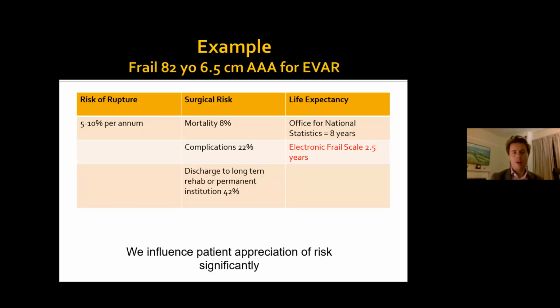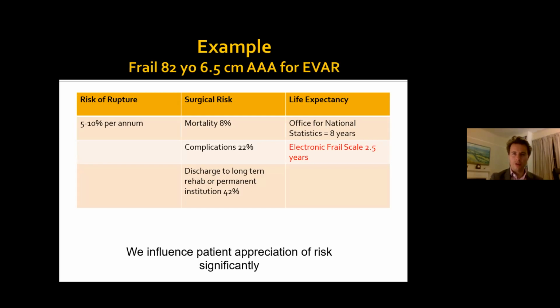So let's give an example. This is the sort of patient that we might see in our high-risk patient clinic. This is a frail 82-year-old presenting with a 6.5 centimeter aneurysm being considered for EVAR. The risk of rupture on an annual basis that we've been quoted from the AAA literature is about 6 or 7% per year. And the NSQIP tool that we've run for him, given his medical comorbidities, is coming up with quite a high risk here: mortality at 8%, complications at 22%, and discharge to long-term rehab at 40%.